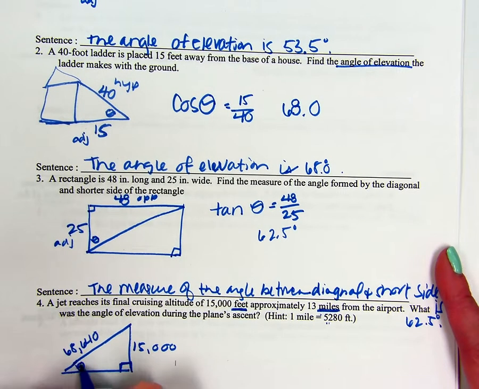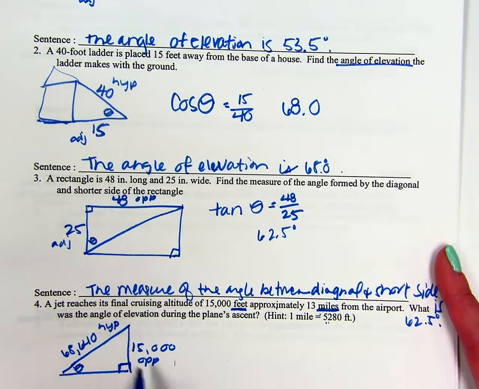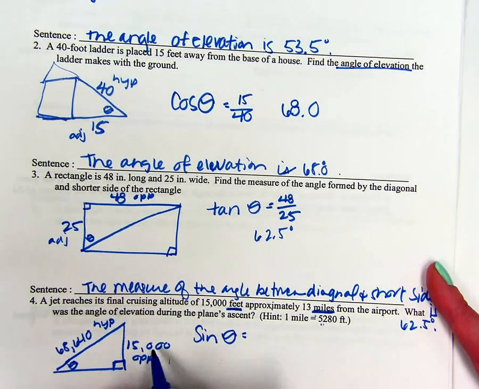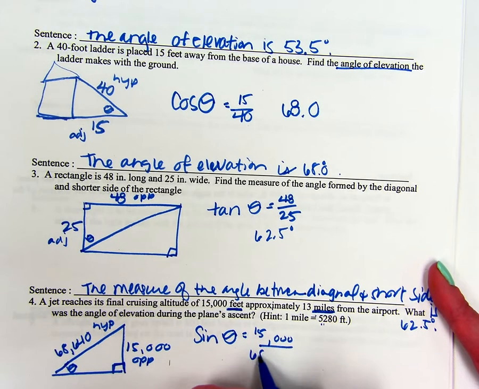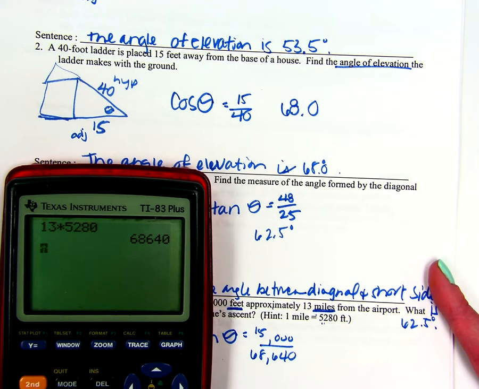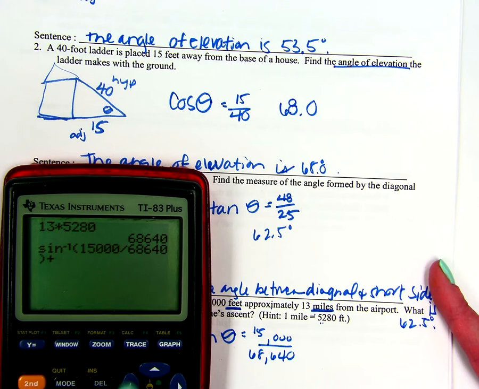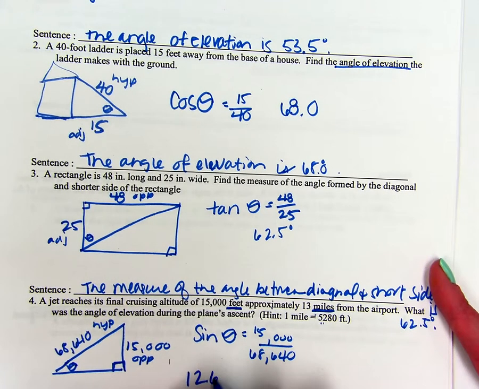So we have our two sides labeled, and it says, what was the angle of elevation during the plane's ascent? So we're going to solve for this angle. We have our opposite, and we have the hypotenuse. So for opposite and hypotenuse, we have the sine of theta equals 15,000 over 68,640. So we're going to plug that into our calculator. Second, sine, 15,000 divided by 68,640. And our answer comes out to 12.6 degrees.